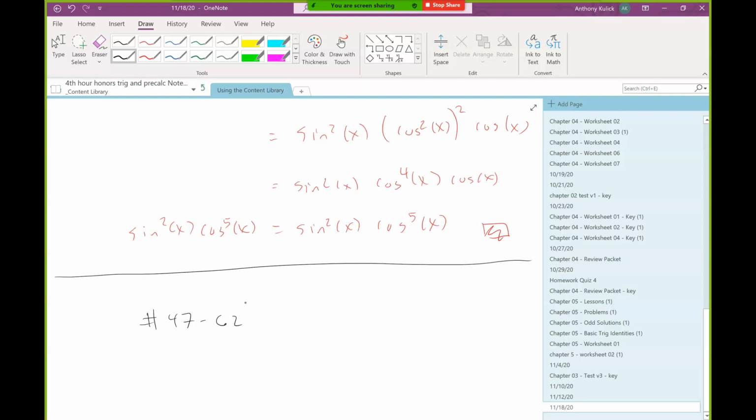Oftentimes the mistakes I see students make are just basic algebra mistakes where we didn't make a common denominator, we didn't factor something correctly, or we didn't distribute something the right way, and that can cause all kinds of problems and not being able to get something to work out. So try to be careful there.